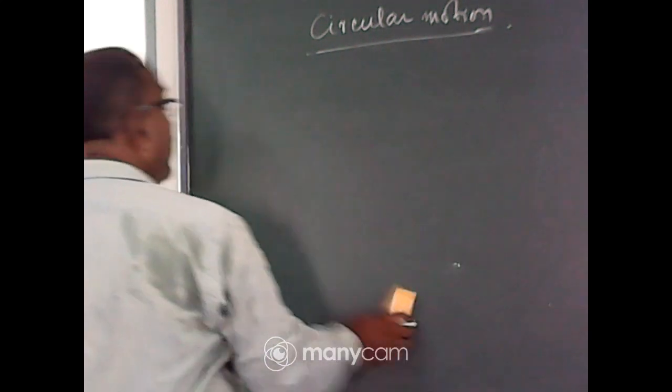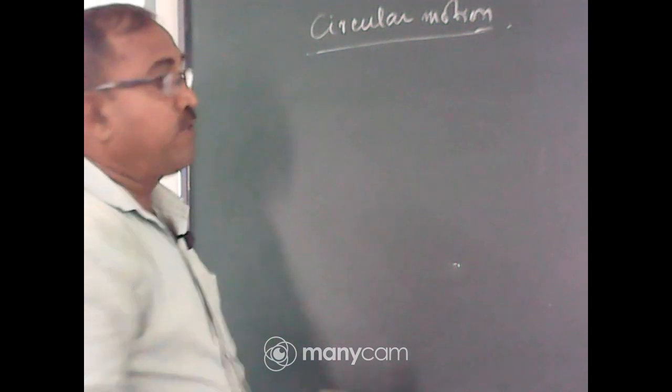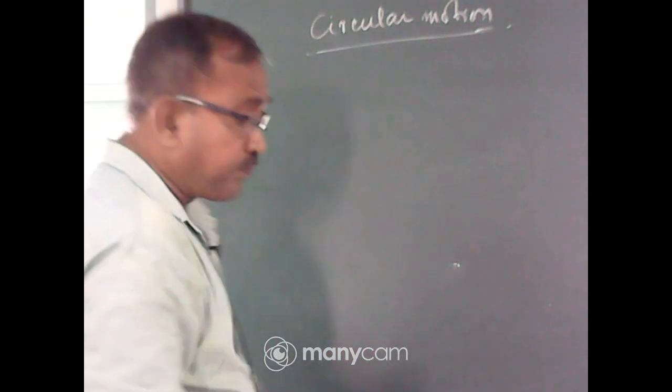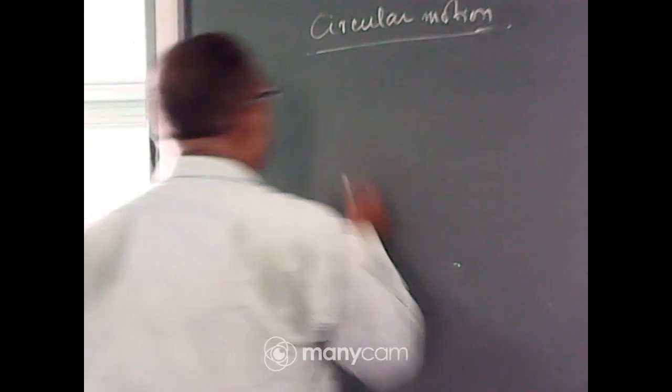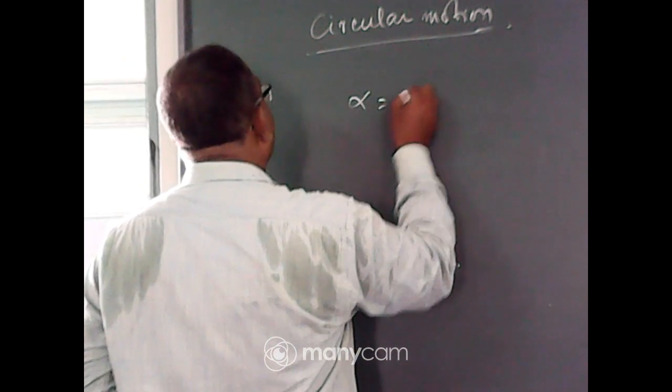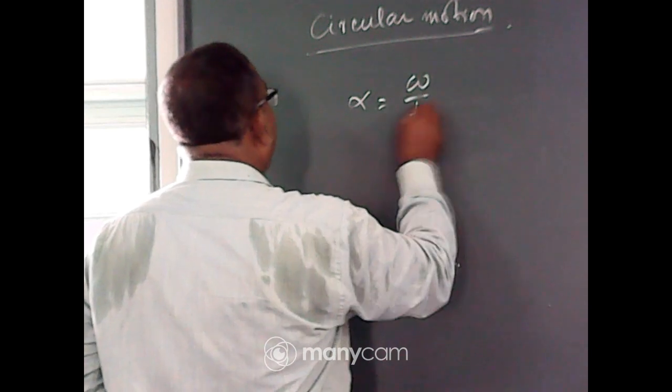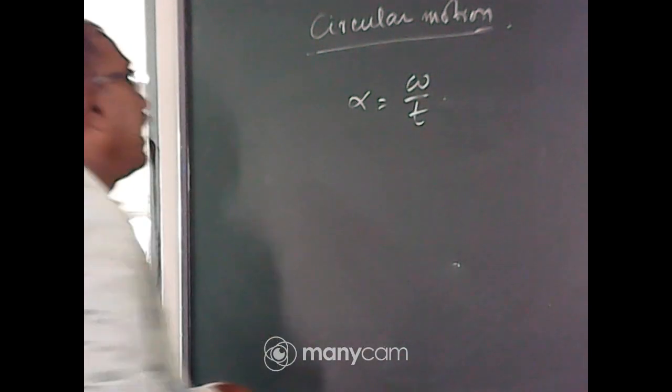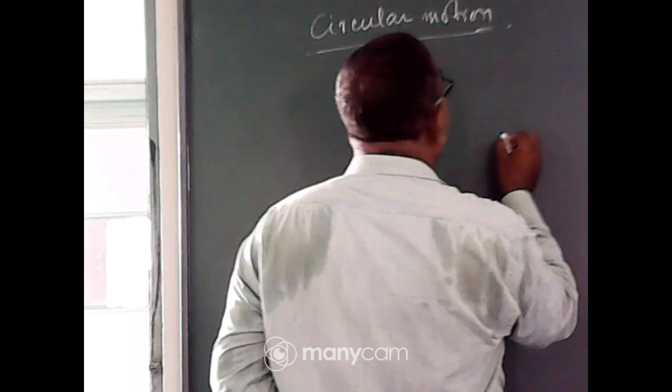So, RPM, RPH and RPS, you can easily change it. Next part is the acceleration. Angular acceleration alpha is equal to change in angular velocity by time.